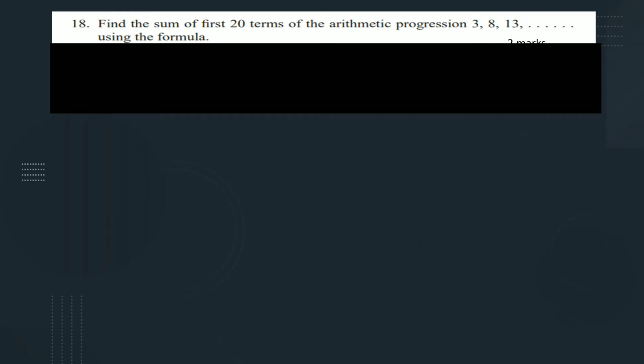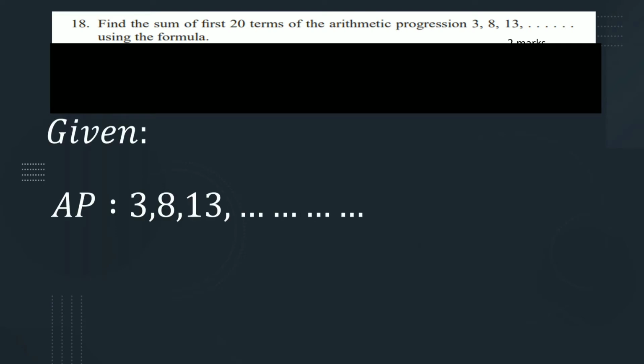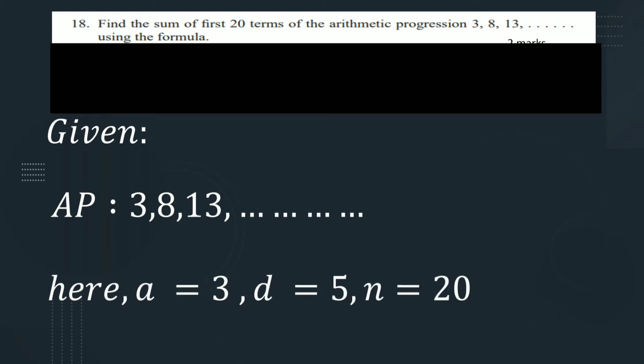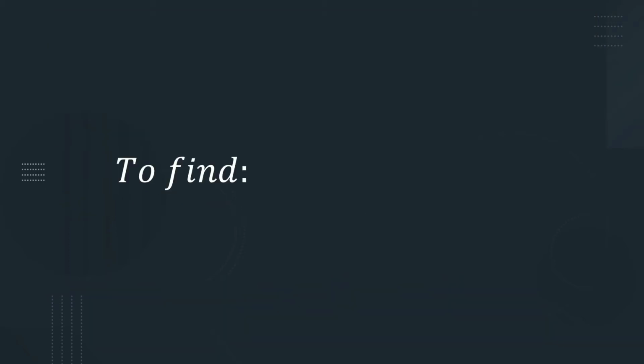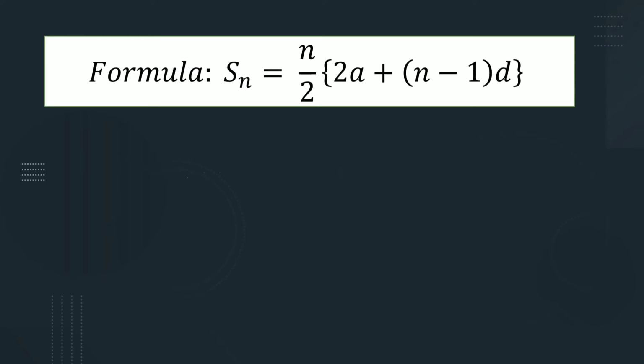Find the sum of first 20 terms of the arithmetic progression 3, 8, 13 using the formula. What are given here? AP 3, 8, 13 and so on. Here a is equal to 3, d is equal to 5, n is equal to 20. 8 minus 3, 5. 13 minus 8, 5. So d is 5. To find S20, sum of 20 terms, we have to use the formula Sn is equal to n by 2 into 2a plus n minus 1 into d.